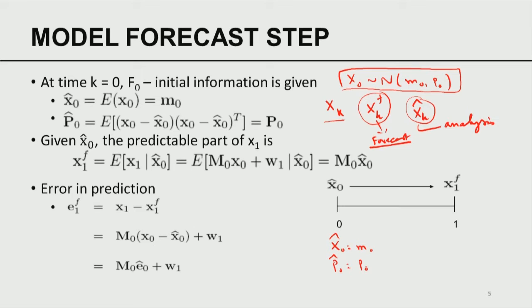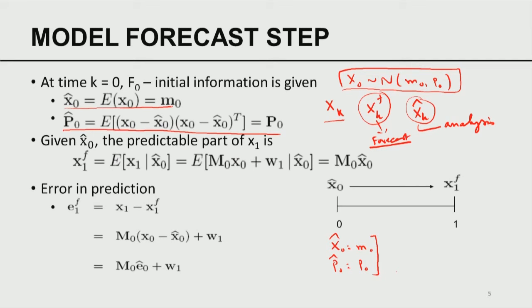Please understand, analysis is supposed to represent the best information I have. So initially the analysis contains only information derived from the initial condition. If you give me a Gaussian random variable as an initial condition, what is the best estimate of the random variable? It is the mean. What is the best estimate of its covariance? The covariance of the underlying distribution. So I am now going to postulate the initial analysis x0 hat is m naught. Initial analysis covariance P hat naught is P naught. That is exactly this statement as well as this statement.